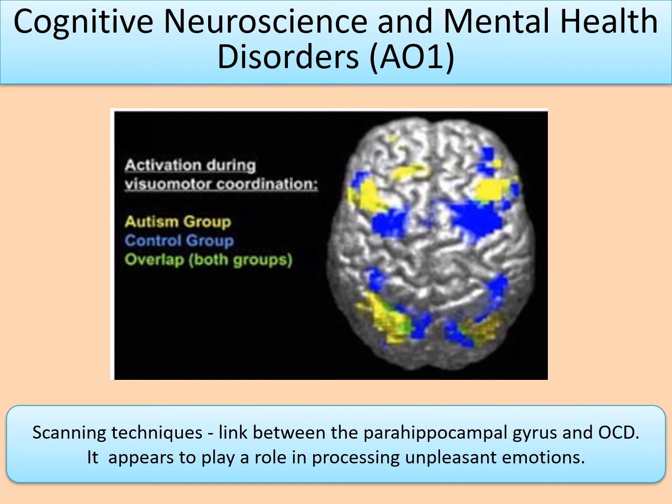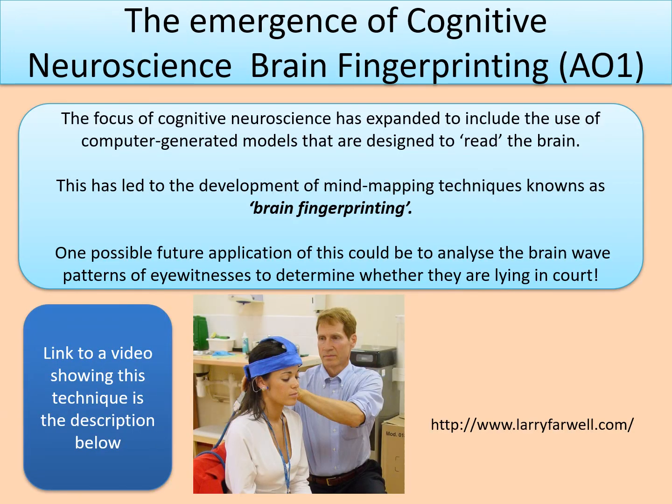And the picture on the screen is obviously some kind of investigation that was going on to do with autism, to do with visuomotor coordination for people who are autistic compared to a control group. So it's really showing how there is a neurological basis for some mental health disorders. So that's another role of cognitive neuroscience.